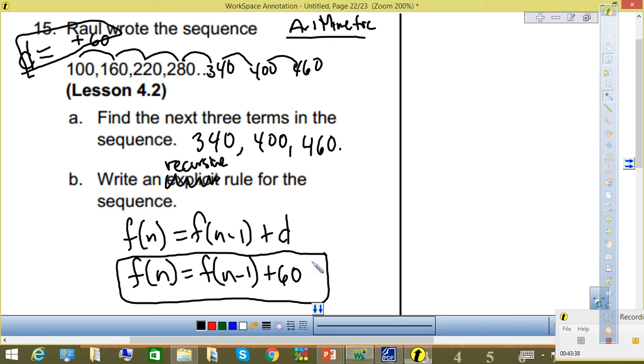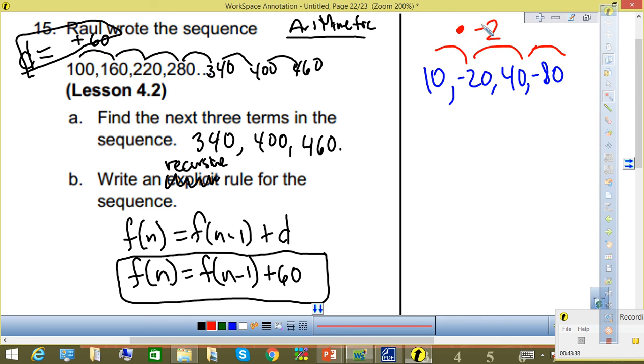Now, FYI, just in case you forgot, in case they give you a geometric sequence, let me remind you the formula. For example, look up, please. Let's say I gave you the sequence 10, negative 20, 40, negative 80. And they ask the same thing, right? Well, what's happening from here to here and there? Times negative 2. If it's multiplying, therefore this is the common ratio.